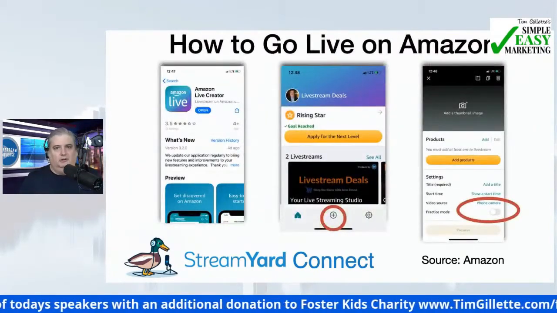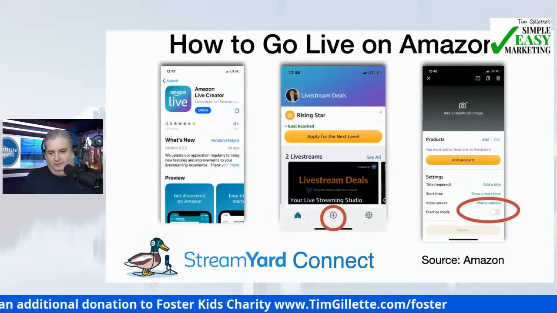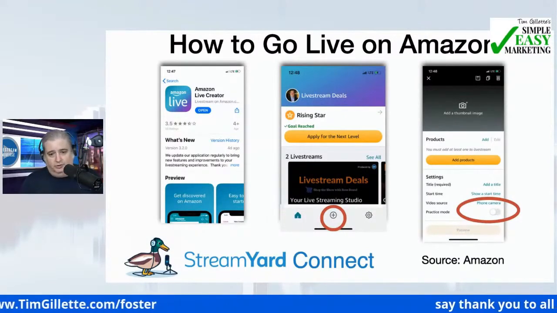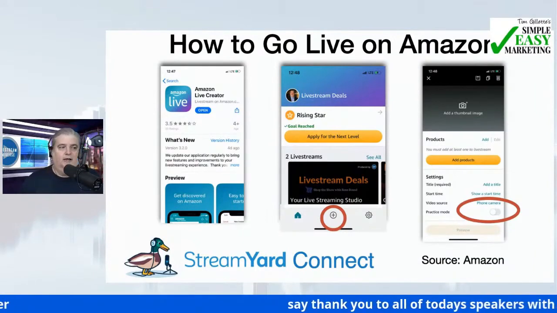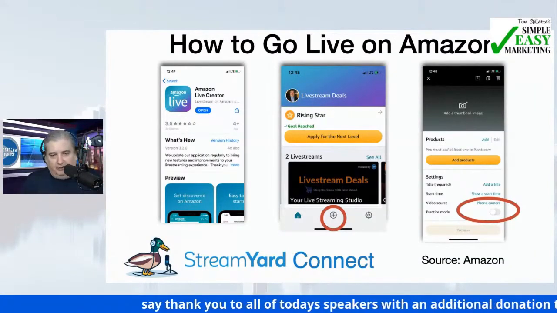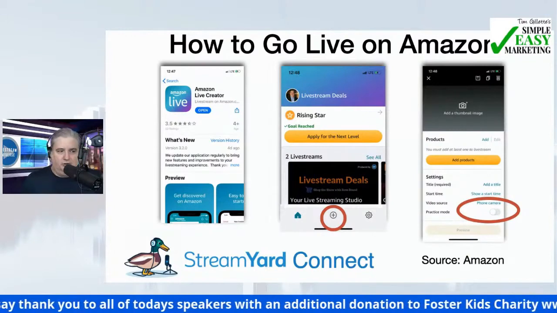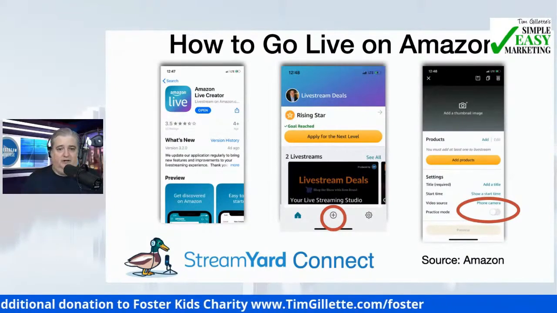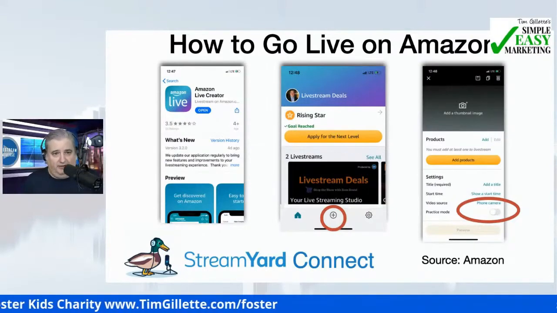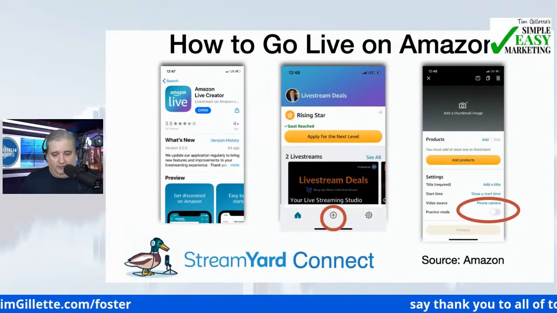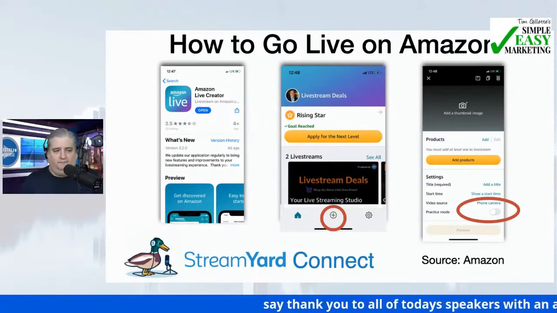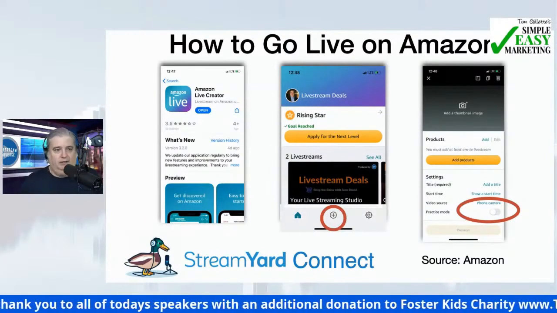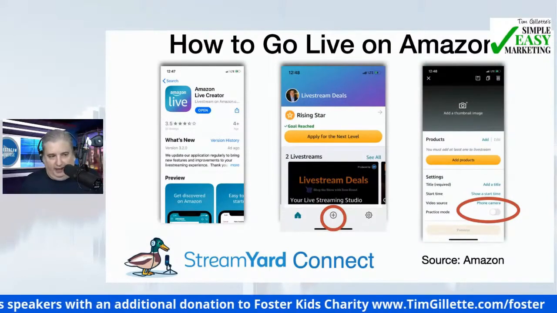Okay, so now you've got Amazon Live. You're ready to go live. First thing you have to do, actually, you'll do this, I believe, to apply for Amazon Live. You'll want to download the app on your phone. It's called the Amazon Live Creator app. This is only available on iPhone. It's not available for tablets. It's not available on Android right now. It's only available on iOS on the phone. Although I do believe you can use it from an iPad. It just isn't optimized for that.